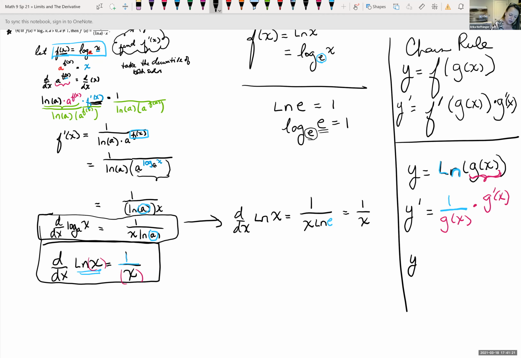So we can say that the derivative of y equals, maybe I'll write it this way, dy dx, or d dx of the natural log of g of x. This is the same thing as the derivative of the inner all over the inner.